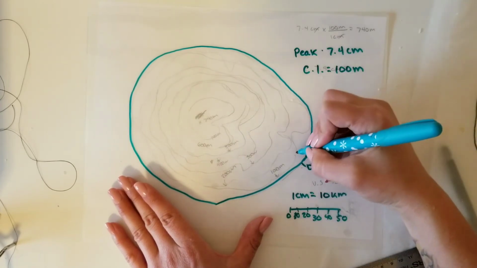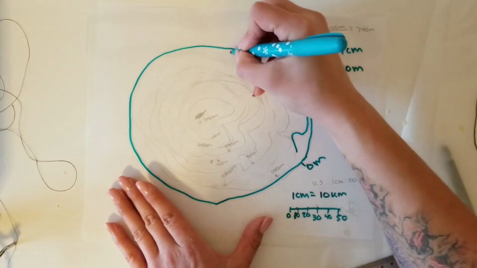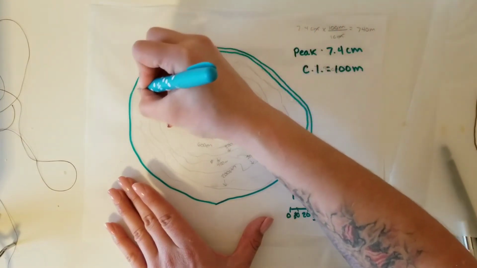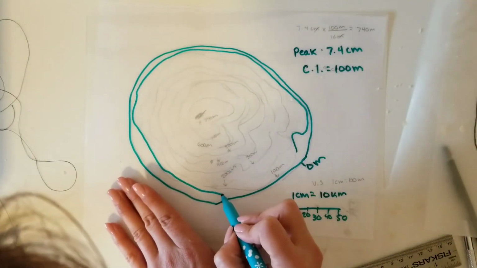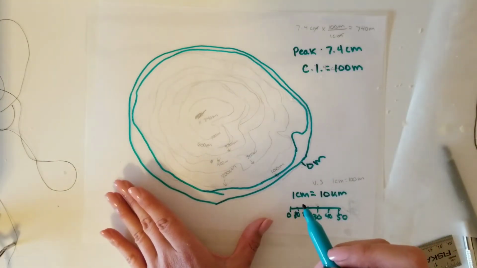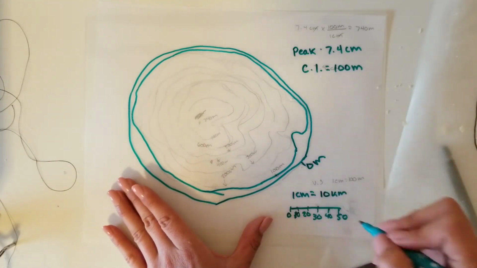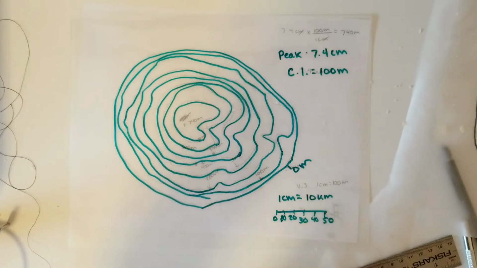The second line I'm going to go ahead and trace. And remember that our contour lines cannot touch. They can get very, very close, but they cannot touch. So it just so happens that our mountain had a very steep slope. So that next one was 100, and then I'm going to go ahead and trace the rest. Okay, so now I have all of my contour lines traced again.